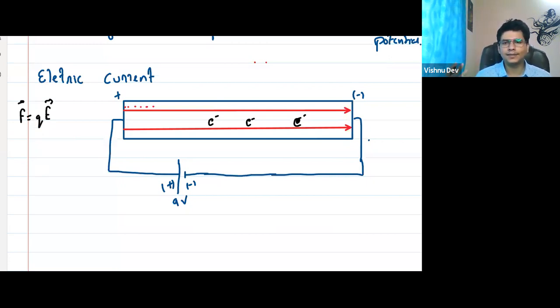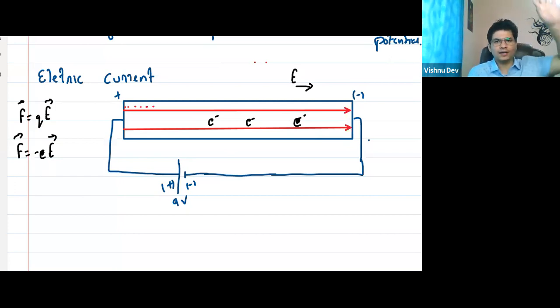Now I can say, sir, since charge is negative, the force is equal to minus e charge into E, the electric field. So tell me, if the electric field is in this direction, what would be the direction of force on these electrons? Opposite direction, yes or no? Raise your hand. This is clear.